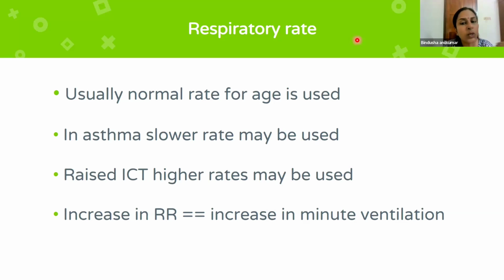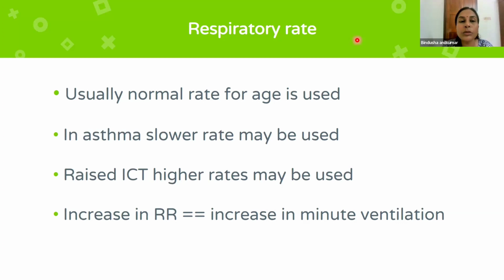In asthma, lower rates may be used, but usually in most of the cases, the respiratory rate is determined by the patient. So even if we are keeping a lower rate, the patient may be breathing at a higher rate. So you need to know that in asthma, you may keep lower respiratory rates.